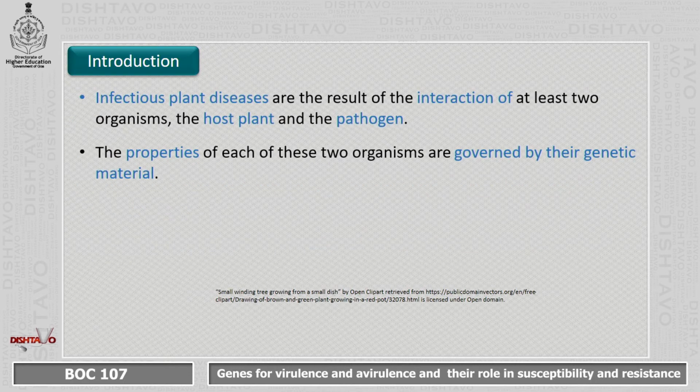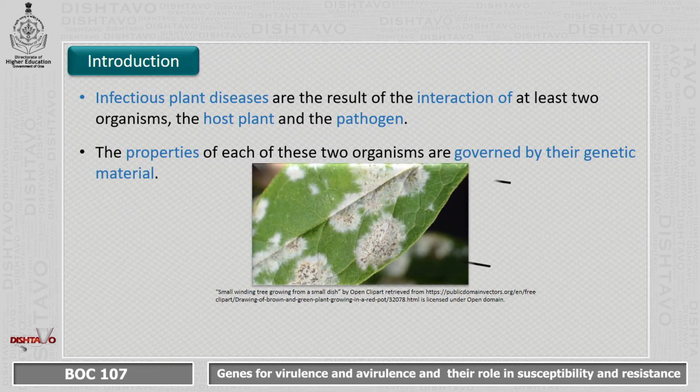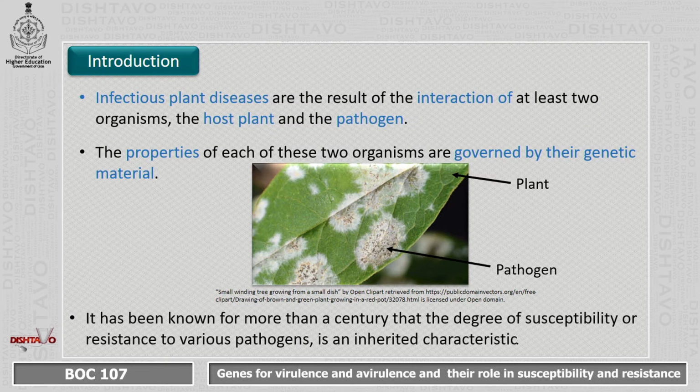Know that infectious plant diseases are a result of interaction of at least two organisms, the host plant and the pathogen. The properties of each of these two organisms are governed or controlled by their genetic material. It has been known for more than a century that the degree of susceptibility in plants or resistance to various pathogens is an inherited characteristic.